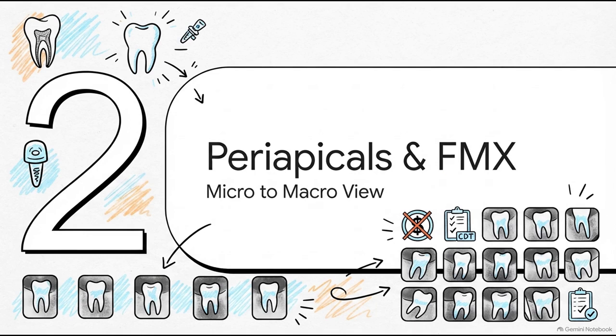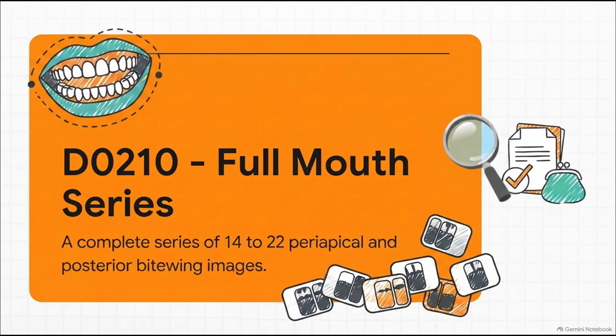Moving on to Section 2, Periapicals and Full Mouth, the micro to macro view. Let's start by looking at D0210, the Full Mouth Series, or FMX. This code is your comprehensive baseline. Clinically, it requires a complete series, which typically means 14 to 22 distinct periapical and posterior bite-wing images.